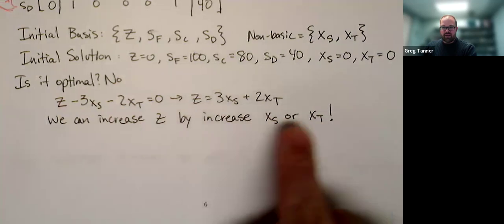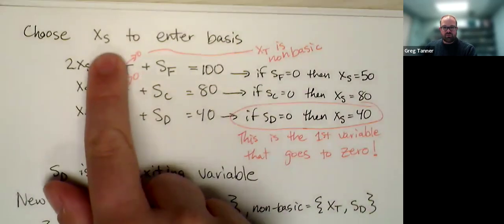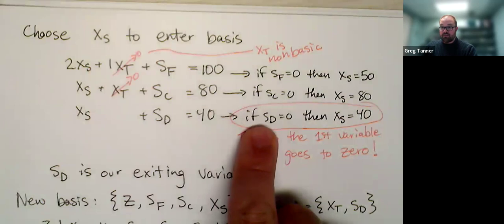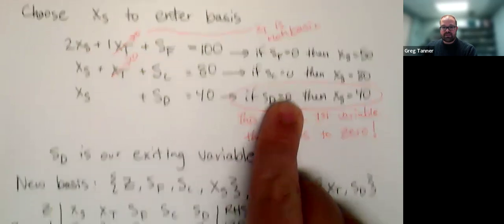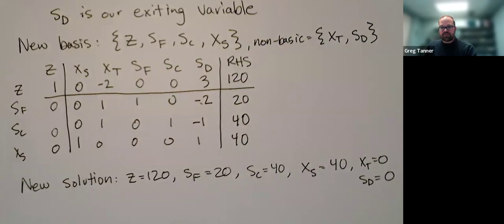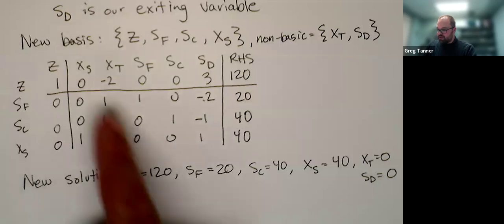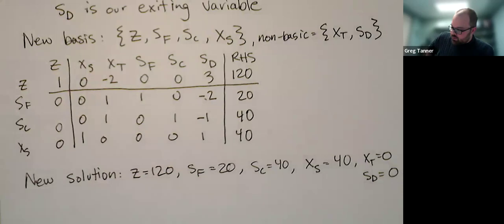We can improve it by bringing in XS or XT into our basis. We chose XS to enter our basis. We found which of the current basis variables gets driven to 0 first, and in this case, it was SD. So SD exited our basis, and then we had a new basis and we pivoted on XS to get to that tableau that represents that new basis. And with that, we got a new solution. Now we repeat the process.